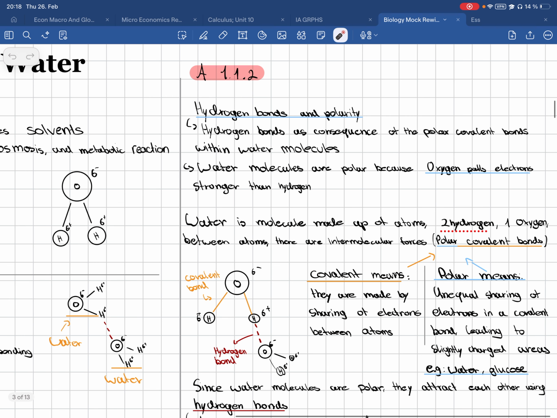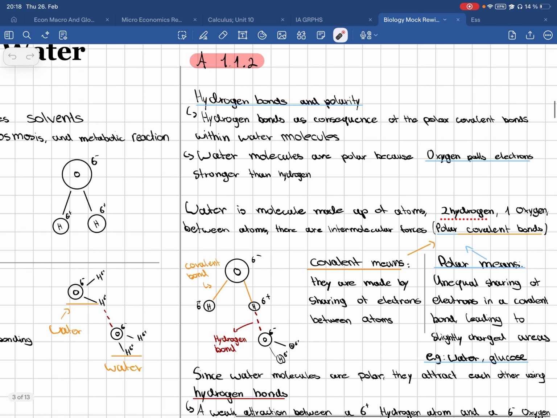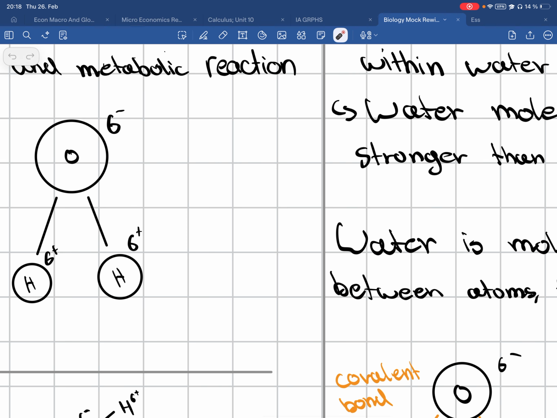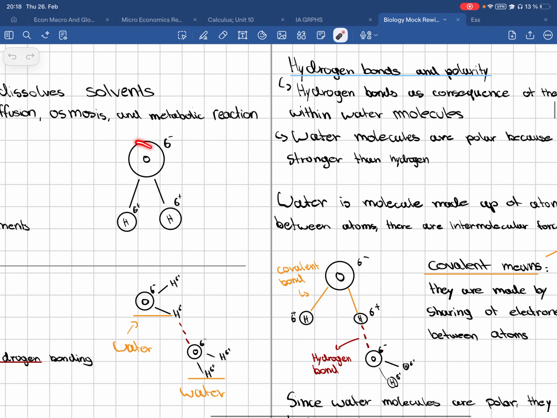Now, why is this sharing unequal though? And this is simply to answer. Since oxygen is slightly more negatively charged and hydrogen is slightly more positively charged, the oxygen will kind of pull the electrons a bit stronger, so causing that unequal sharing. You can think of it like a game of tug of war. On the one side, there's this really tall and big giant, while on the other side, there's these two normal men. You know, the big giant is going to pull the rope a bit stronger than the hydrogen atoms, which are in this case the men.